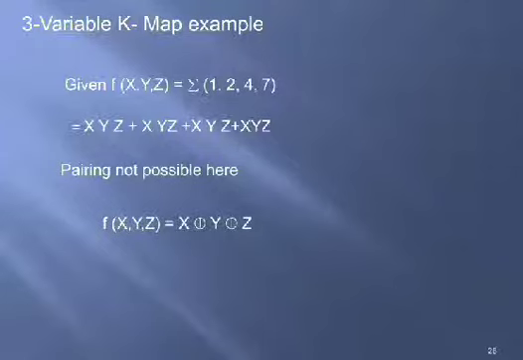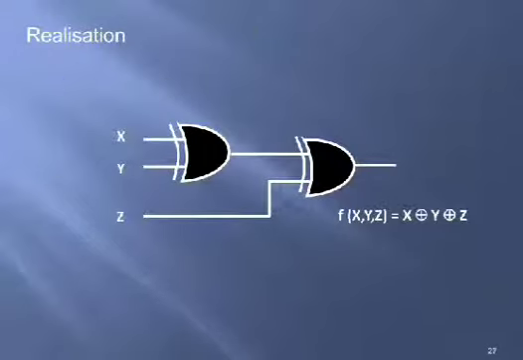This is nothing but a 3-input XOR gate. F of x, y, z is equal to x exclusive OR y exclusive OR z. You can also realize the given simplified SOP form with the help of two exclusive OR gates like this.